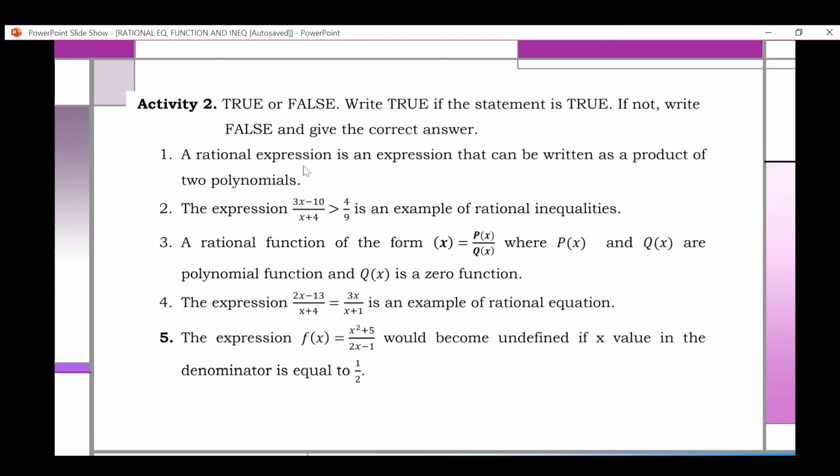Okay, so how many did you get, class, for our activity? Okay, very good. So, I think you are ready for our post test.